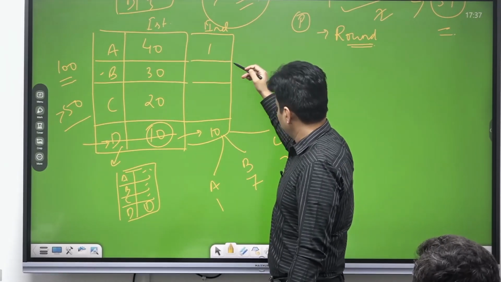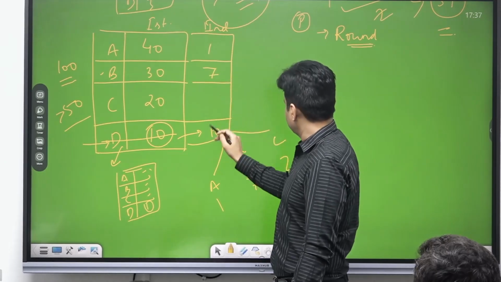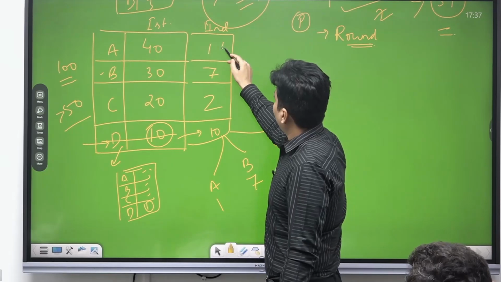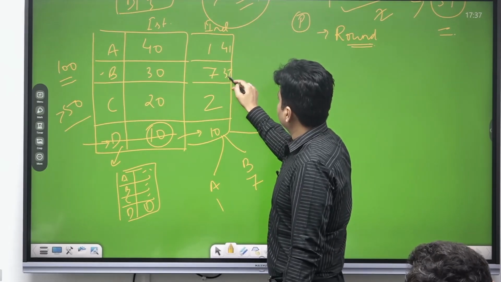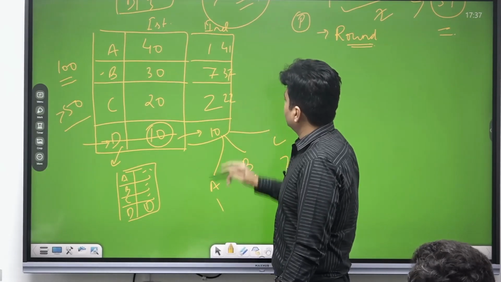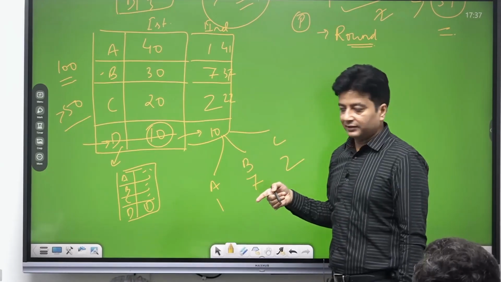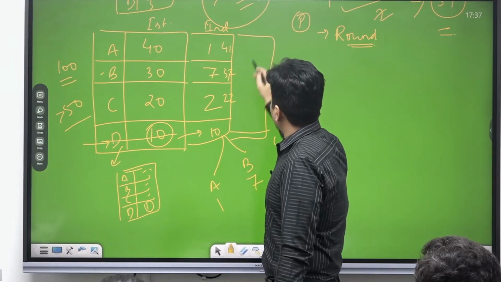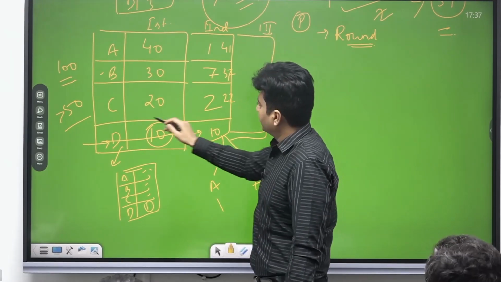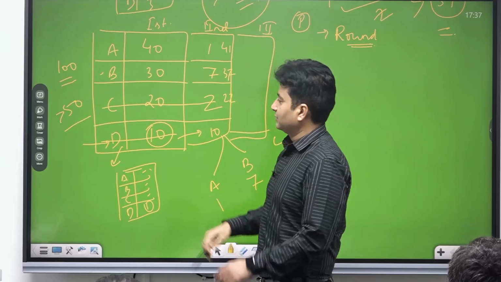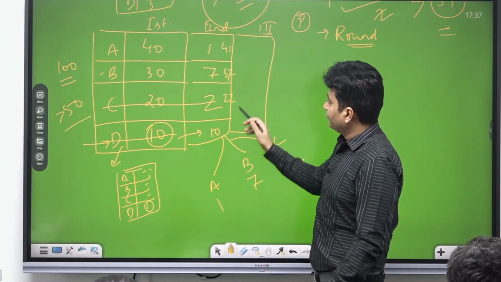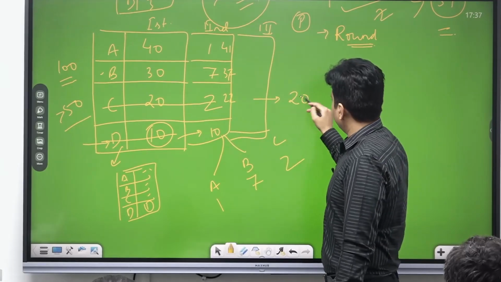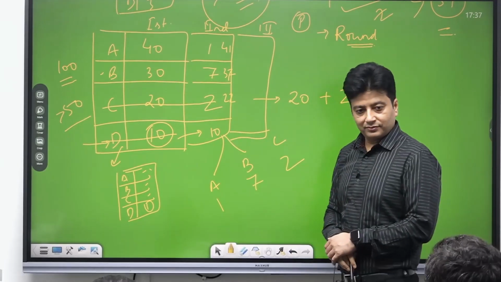1, B 7 and C 2. So we are reaching what number? 41, 37 and 22. Still no person has got more than 50, but the least value is C. But now we will be having a third round of counting of votes, wherein we will be removing this C, and we will be reopening the ballot papers of this C, and here we are having 20 plus 2.